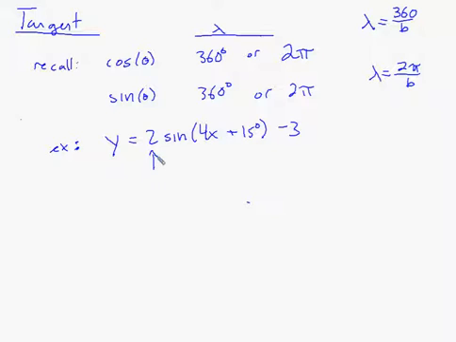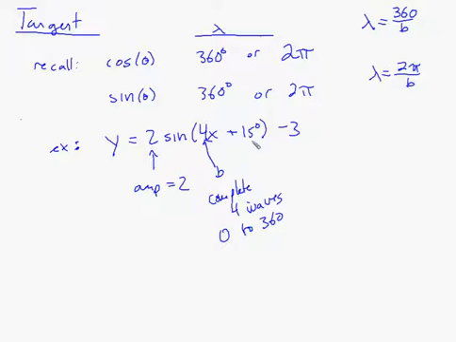This is my amplitude. So my amplitude is 2. That's how tall it is from our midline. This is our b right here. And this tells us that we complete 4 waves as we go from 0 to 360. So there will be 4 complete ones.